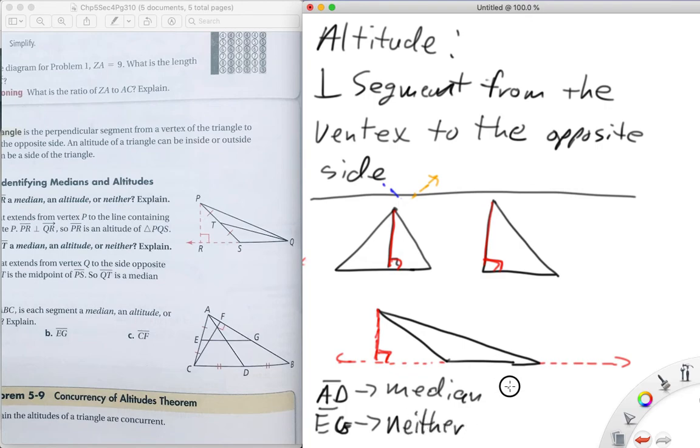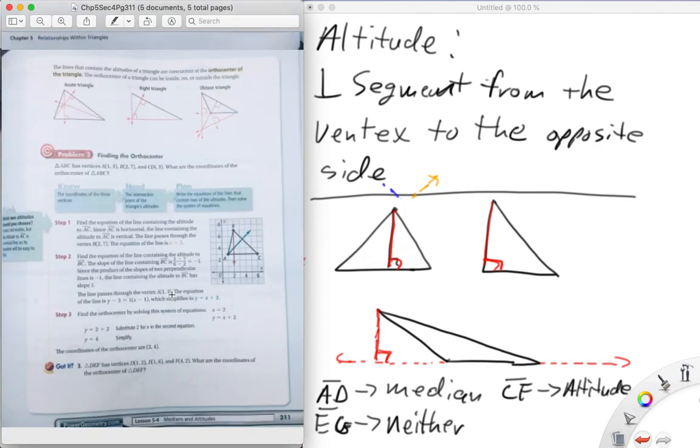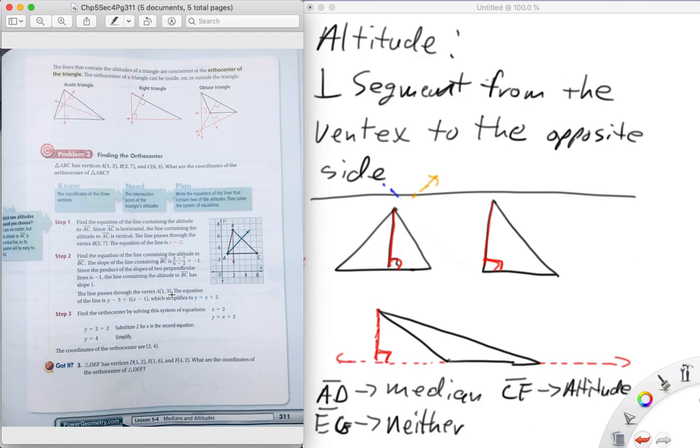Then we have CF. CF comes from the vertex and it forms a perpendicular intersection with the line containing the opposite side. This guy is an altitude. Okay. AD is a median. EG is neither. CF is the altitude. Okay. And we're not doing anything further. We're not talking about concurrency of altitudes and orthocenters and things like that, so don't worry about it.